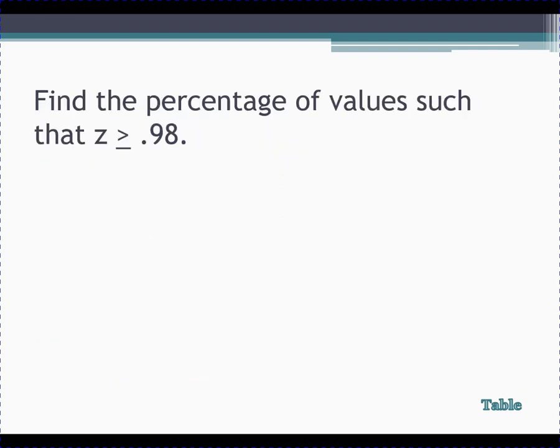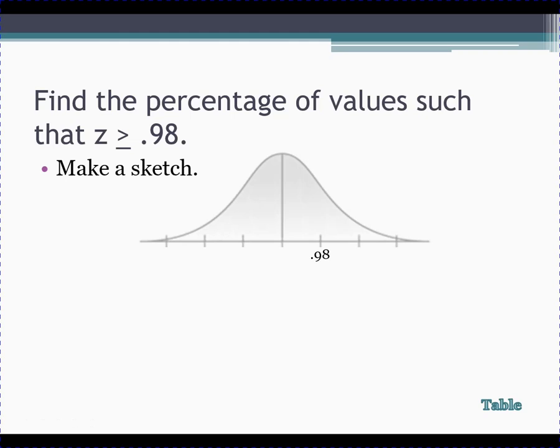Next one, find the percentage of values such that z is greater than 0.98. So we want greater than 0.98. Let's go ahead and draw a quick sketch again. Just draw the bell curve. 0.98 is right near 1, and we want things above this.